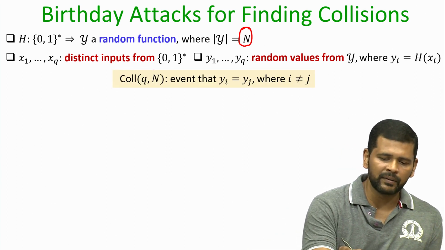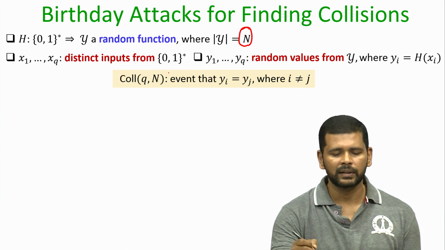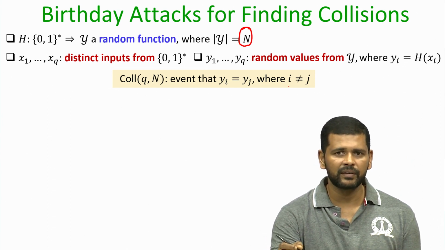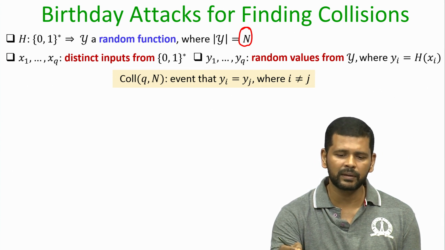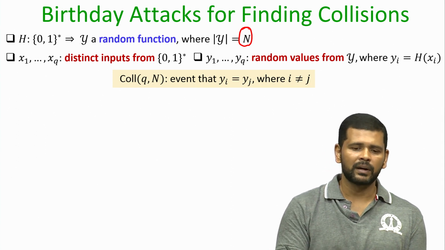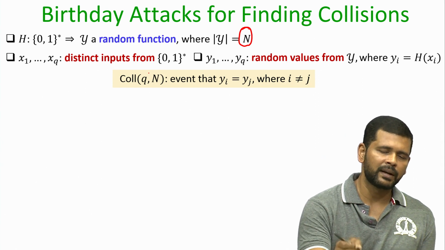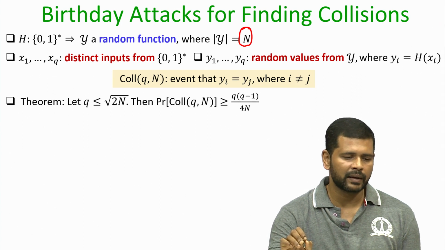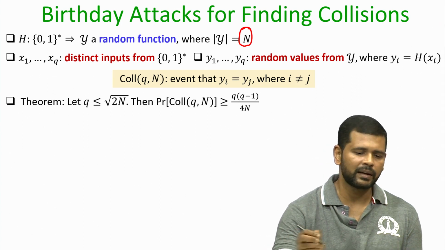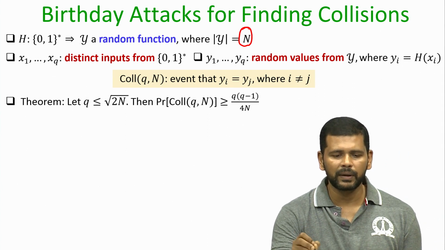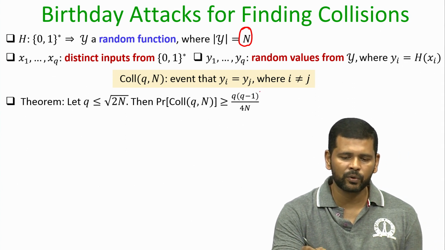And I denote by Coll(q, N) the event that there exists a collision, namely there exists a pair of indices i, j where i and j are different, but the corresponding hash values, namely yi and yj, are equal. And my goal is to compute a lower bound on the probability of this event Coll(q, N). So, I want to prove here that if the number of queries that I am making here is upper bounded by square root of 2 times N, then the probability of collision is at least q times (q minus 1) over 4N.